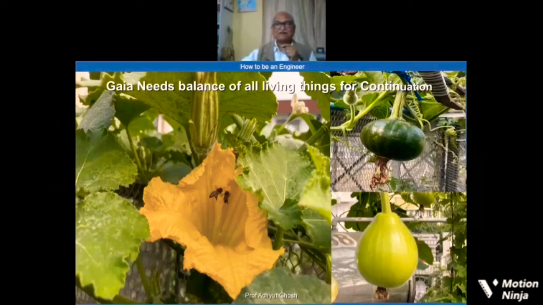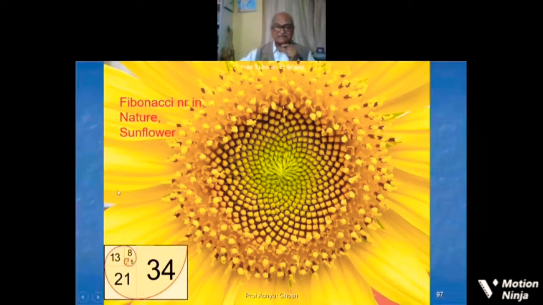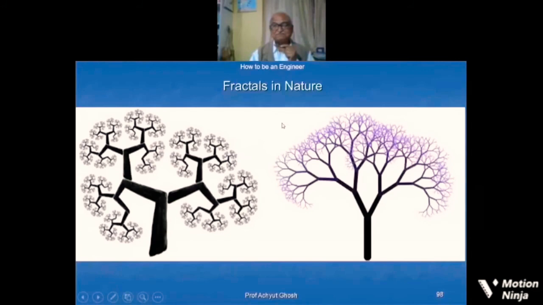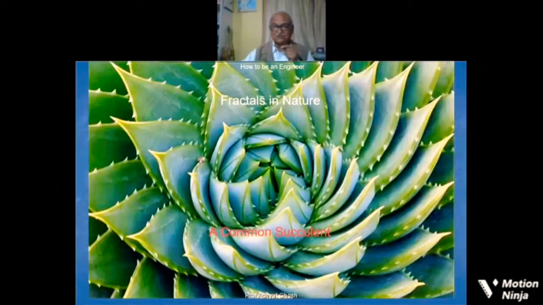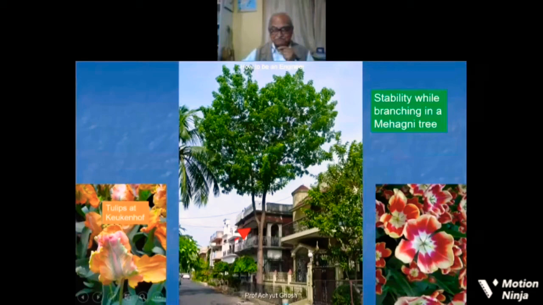This is the Fibonacci number in nature. Then again, this Fibonacci number, it comes. This is a sunflower. Fractals in nature. Fractals in this common succulent. Fractals in nature. This is my residence in Salt Lake. This is the opposite footpath. This plant was planted by me, by the undersigned. You will find beauty in nature.